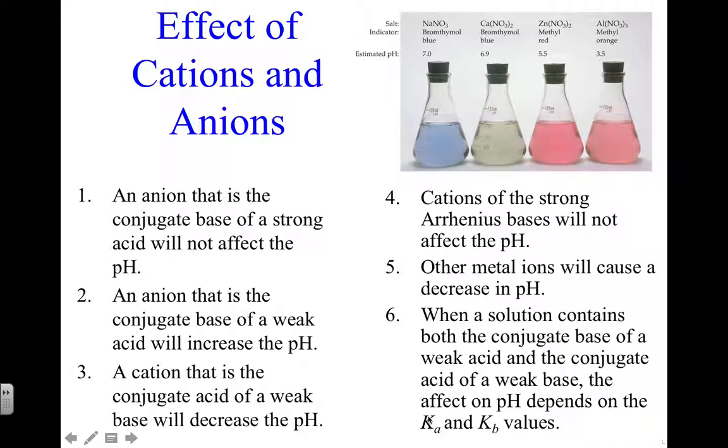Your cation is a weak acid, calculate the Ka. The anion is a weak base, calculate the Kb. Whichever one is larger tells you if the solution is acidic or basic. So if Ka was larger, the solution would be acidic. If Kb is larger, the solution will be basic. And this will have an example in our pre-lab calculations for our pH experiment.